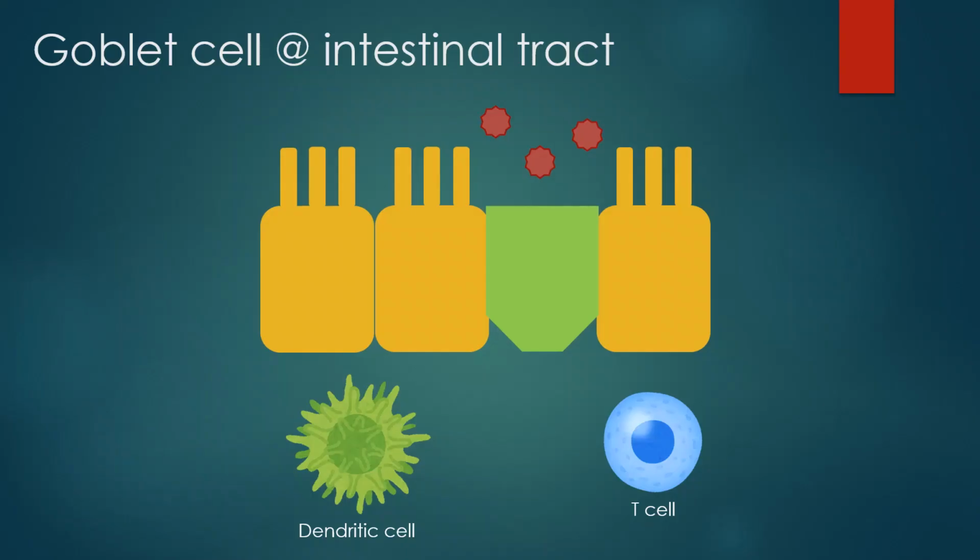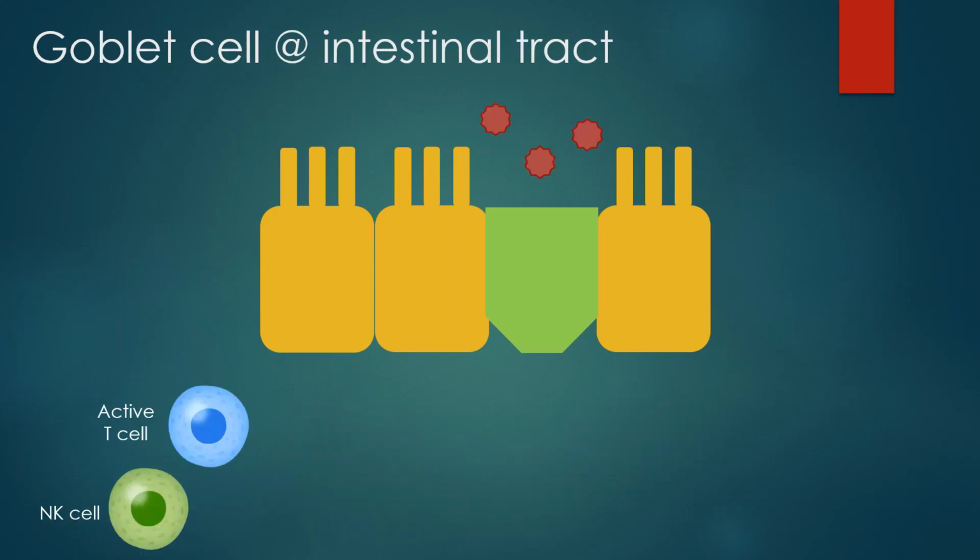Goblet cells can take in antigens and transport antigens to antigen-presenting cells, for example, dendritic cells. Goblet cells support those cells to catch antigens. Thanks to goblet cells, antigen-presenting cells can present antigens more efficiently.